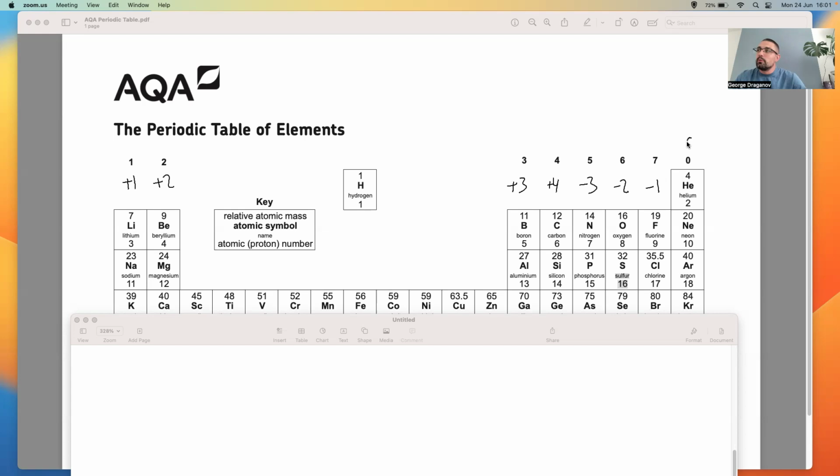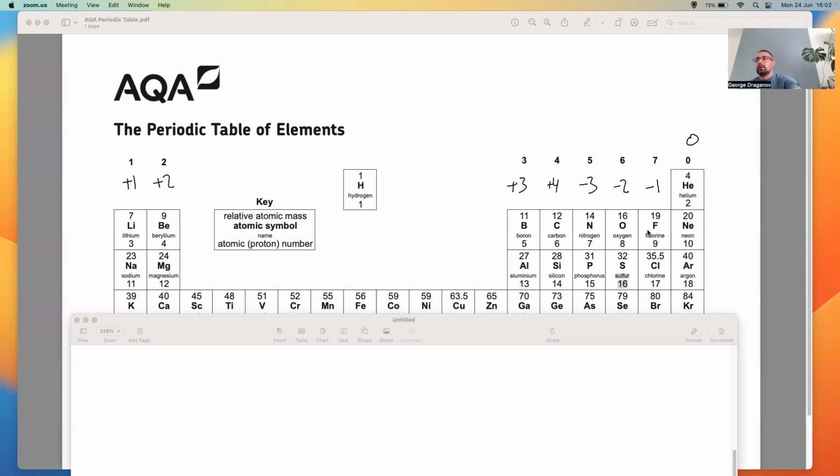And group 8 or group 0 has 0 because it has no charge. It does not form ions and is inert, unreactive. It doesn't need to gain or lose because the outer shell is already full. For example, helium has 1 shell with 2 electrons in it. 2 is the maximum allowed in the first shell, so it is perfectly happy as such.